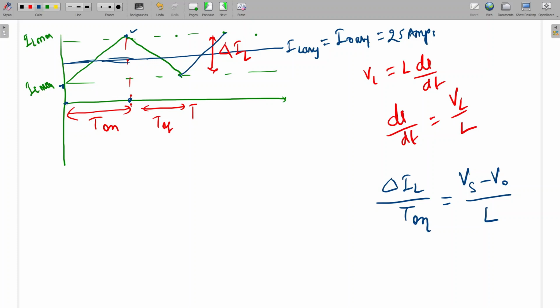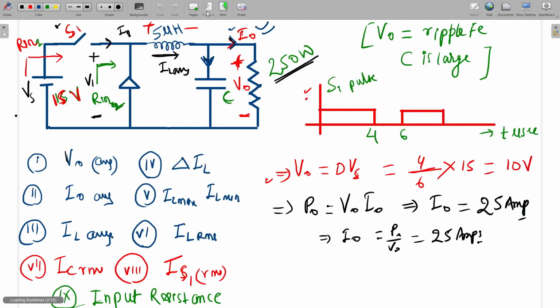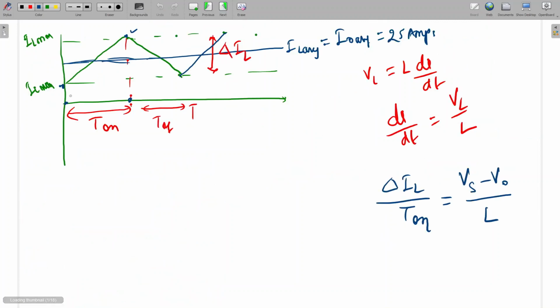So from here to here, this switch is on. Switch S1 is on. So S1 is on means what will be this VL? Here this plus and this minus. This is VL. The VL value, we can see that it will be input minus output. So from here to here, the switch is on and VL is Vs minus V naught.